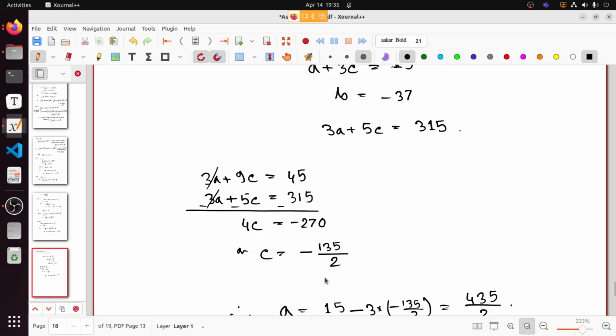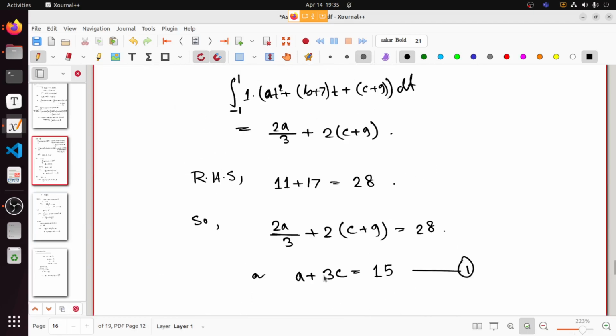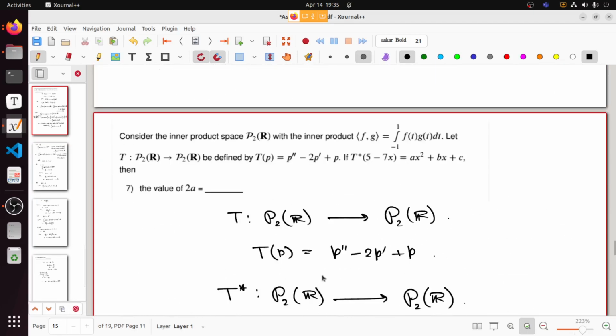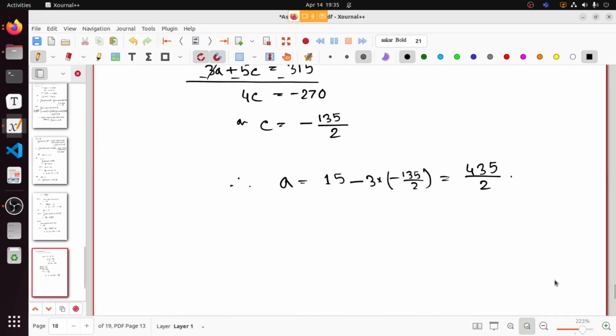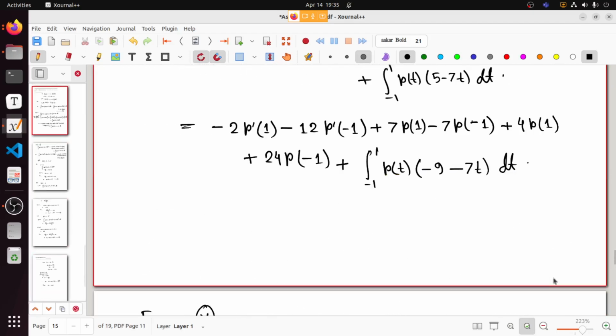Okay, then let's see what we have to find. So a we will get 435 by 2. Option number 1, you have to find the value of 2a. So what will be 2a? Then 2a will be 435, right? So what we have got? 2a is 435.